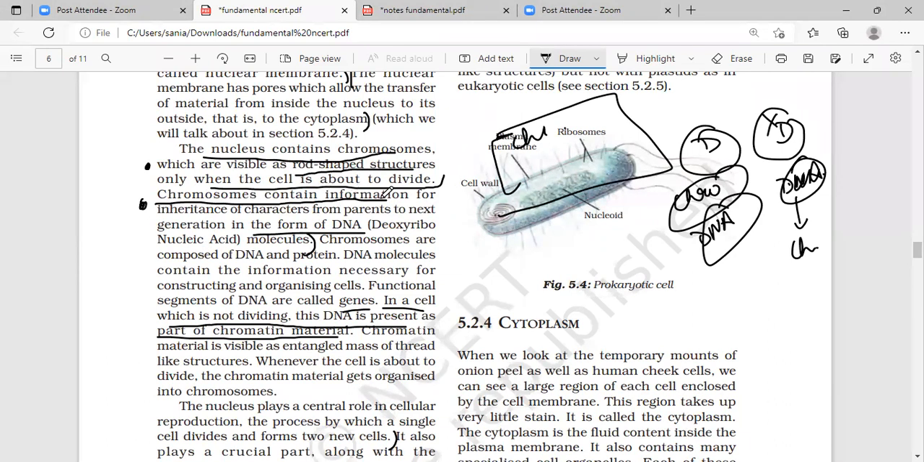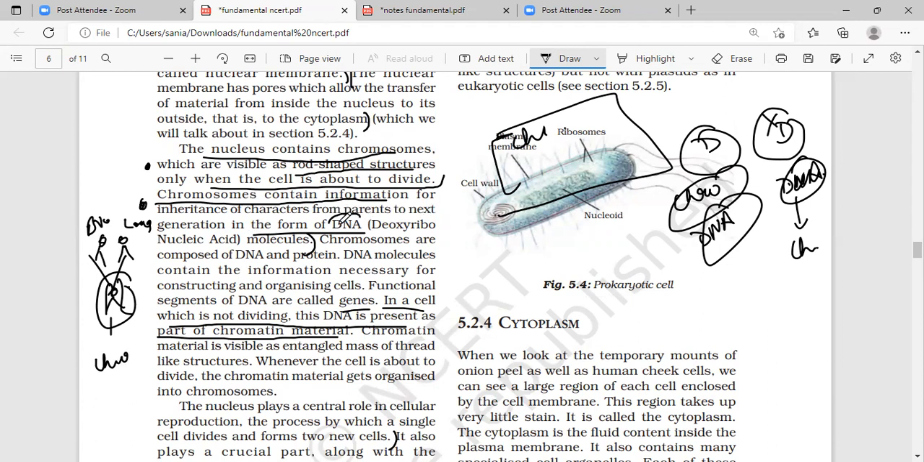Second, you will write chromosome contain information from, see, for example, this is mom and this is father and this is their baby. For example, the father has brown eyes and mom has long hair. So this girl, she has long hair plus the brown eyes. So the character she got from her parents, right? So chromosomes contain information like, if I have to check from where she got this character, I will check her chromosomes, right? So chromosome contain information for inheritance of character from parents to next generation in the form of DNA.